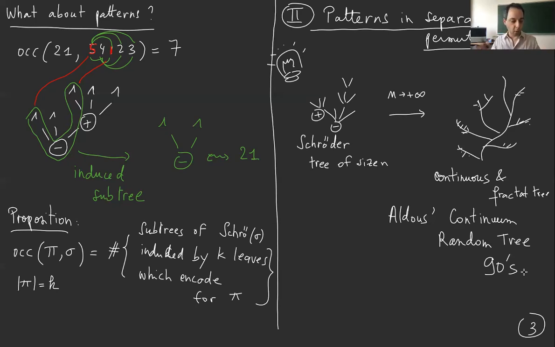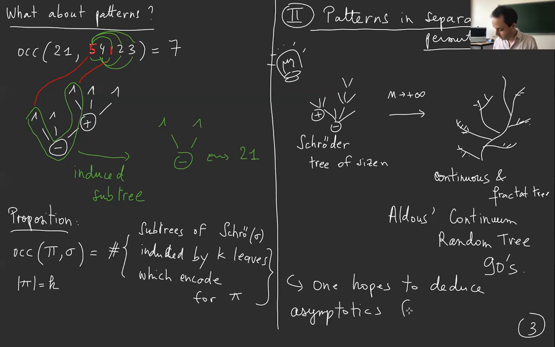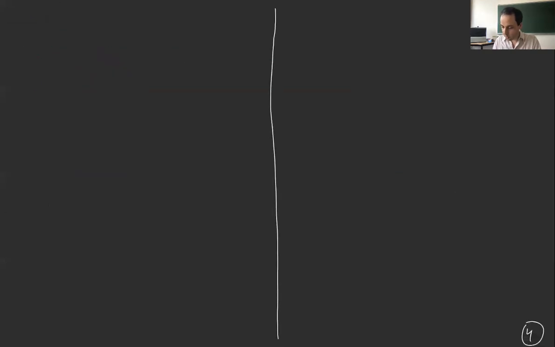Okay, so this is a very broad picture, but hopefully from this convergence, which is true in a sense, one can deduce asymptotics for the number of occurrences of pi in sigma n, for a separable permutation of large size. Okay, so it's time for a more rigorous statement. So here is the theorem.